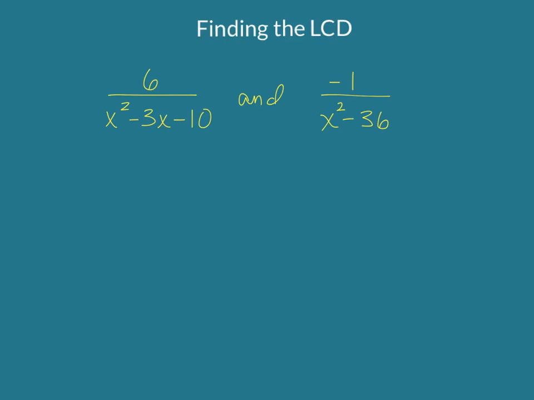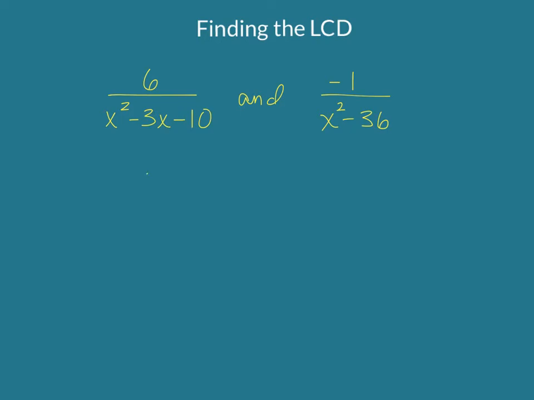In this video, we'll find the LCD, or least common denominator, of two fractions. So here we want to find the least common denominator between this and this right here, these two fractions. And if it needs to be factored, then we of course will do that. So we can factor these two denominators here.